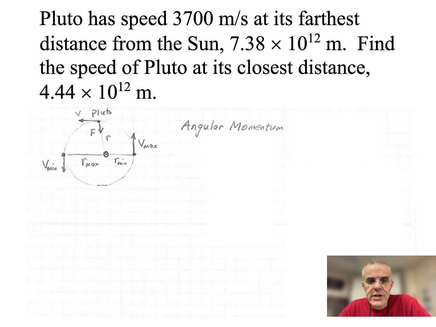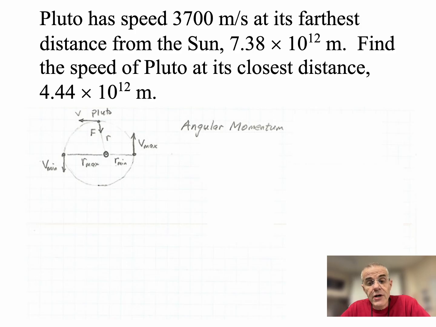We have some information given: the speed of Pluto when it's at its farthest distance from the sun. And then we're looking for the speed of Pluto at its closest distance, and those two distances are given. In my diagram, I labeled that R-min and R-max. And I think it makes sense to you to realize that it's going to be moving fastest when it's closest to the sun and slowest when it's farthest from the sun.